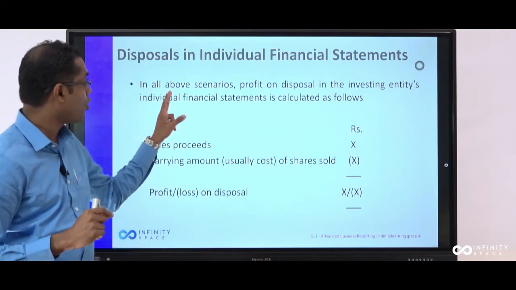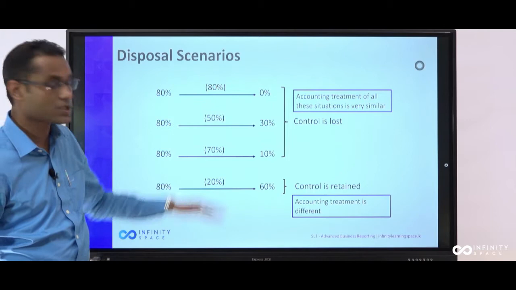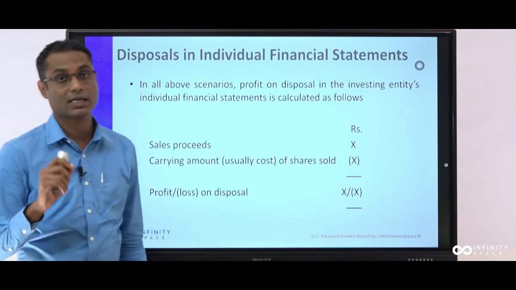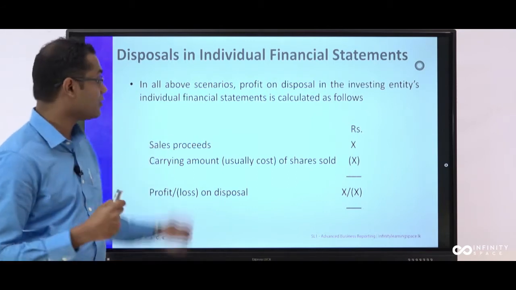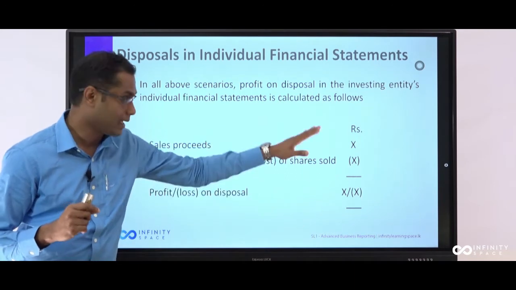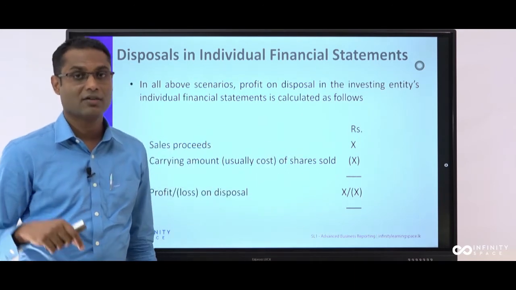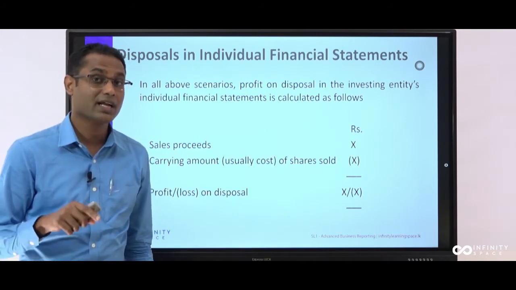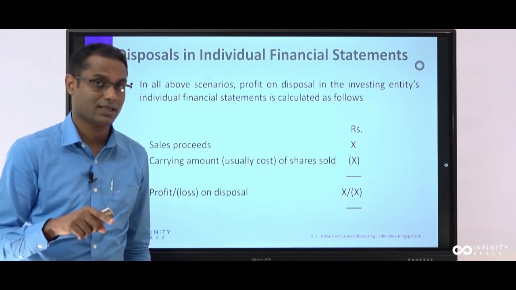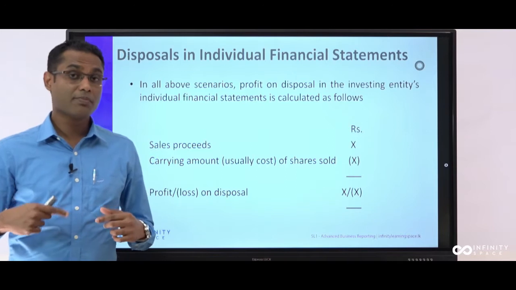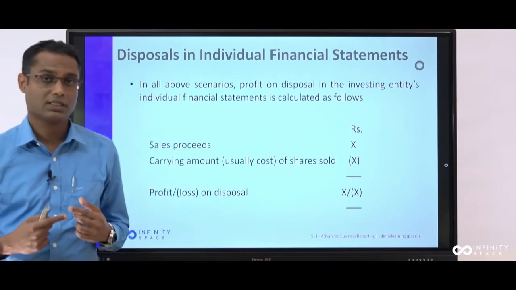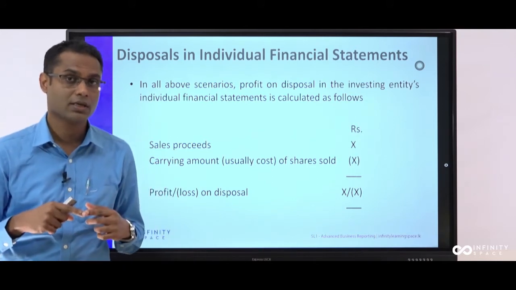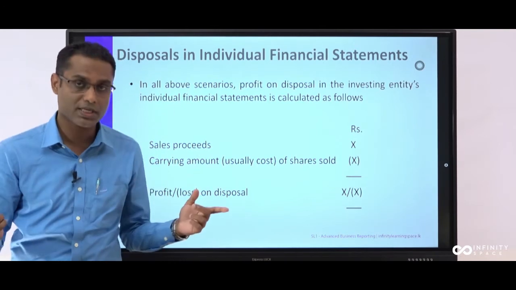So in all the above scenarios, meaning all these 4 scenarios, profit on disposal in the investing entity, which in our example is the parent entity, in the individual financial statements is calculated like this. Even in the question, what Pinnacle has done was calculate the disposal profit of the subsidiary in their individual financial statements and it has been incorporated. Then you should understand the parent not only prepares the individual or separate financial statements, the parent has to prepare the consolidated financial statements as well, including the parent plus all of its subsidiaries.